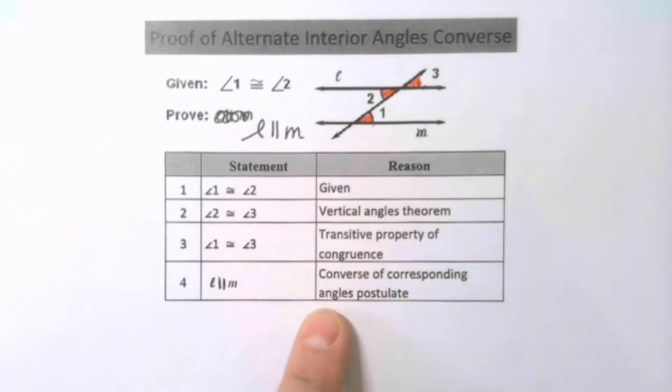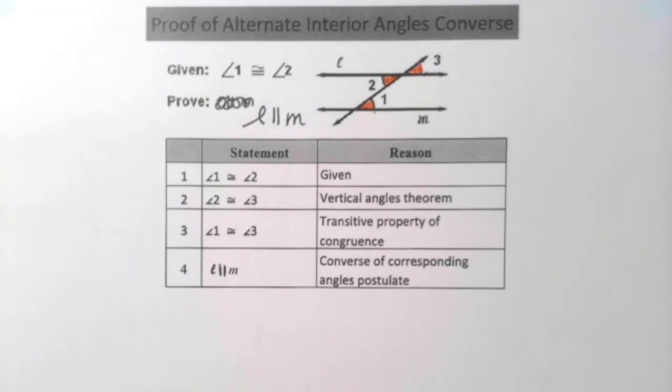In a proof, if there is a title to a theorem, you do not have to write out the theorem. You can always write out the theorem if you forget the title, but the title is sufficient. Okay, so we are going to start with our given. Okay, so we have angle 1 congruent to angle 2. So the statement goes in the box, the reason goes below. That's a given.